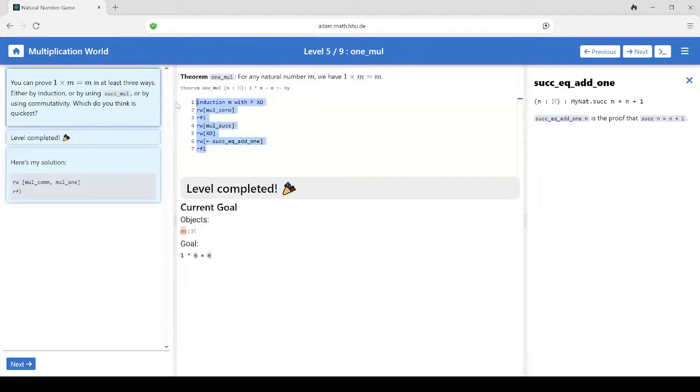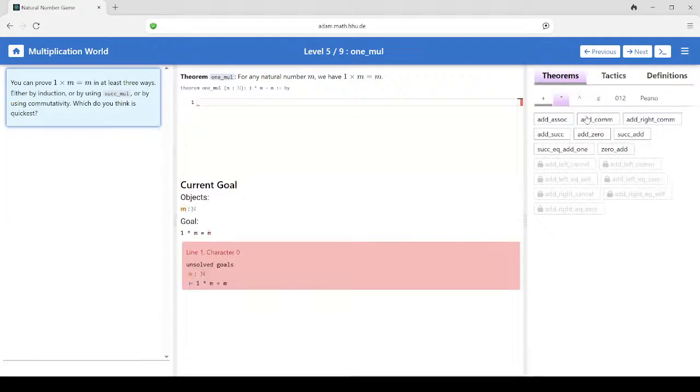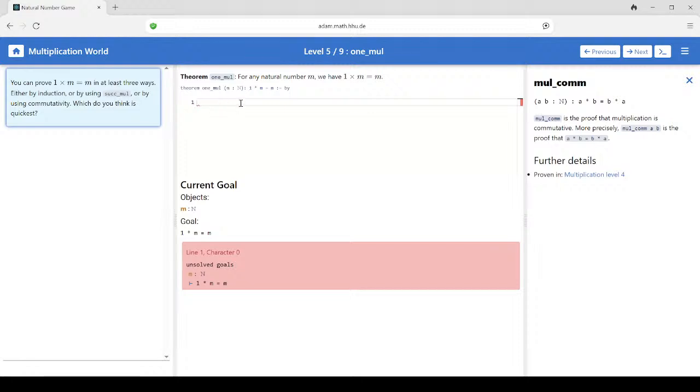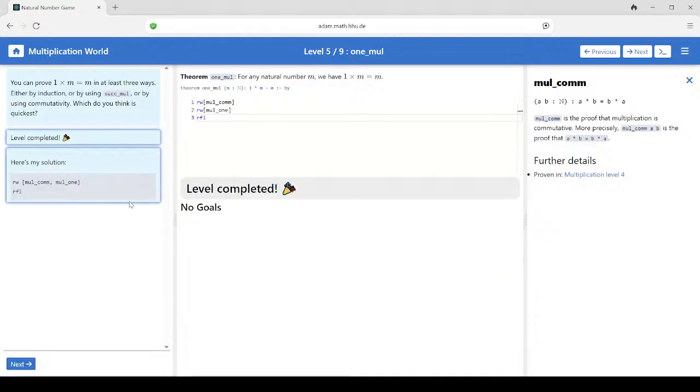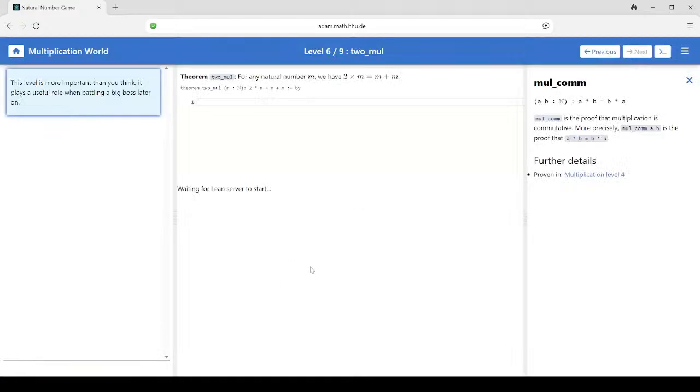Because that was just... I mean, I already forgot, but... Yeah, you just use this to switch around the 1 and the m. Then you use multiply by 1 to prove that anything times 1 is itself, and then you reflect it. It's literally 3 steps. That seems to me the fastest one. So that's the quickest. Anyway.